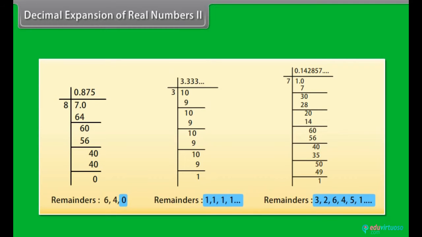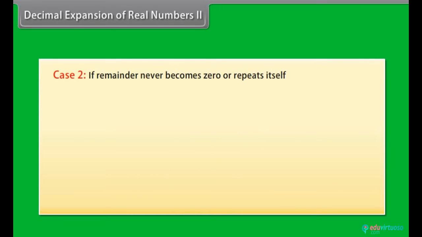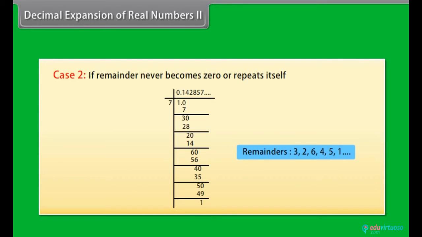Let us go through these cases one by one. Case 1 is if the remainder becomes 0, then the decimal expansion ends after a finite number of steps. The decimal expansion of such numbers is terminating. Case 2 is if the remainder never becomes 0 but repeats itself, then the decimal expansion of such numbers is non-terminating recurring.